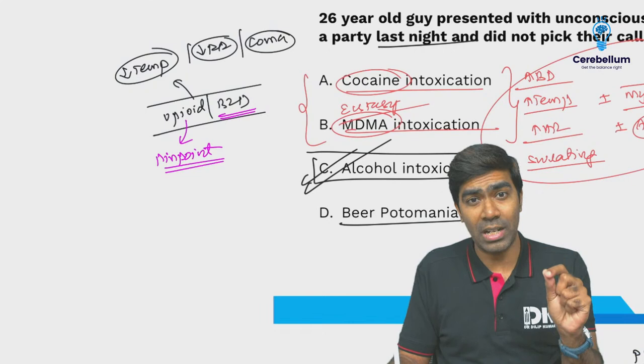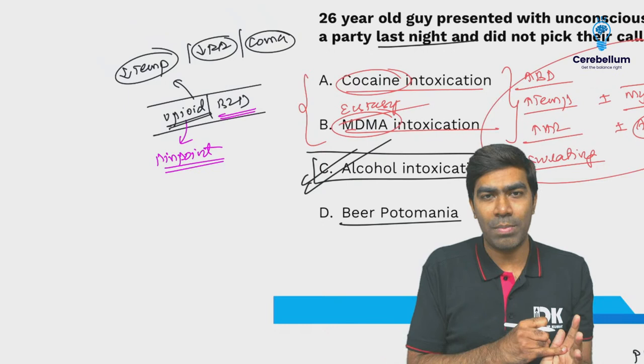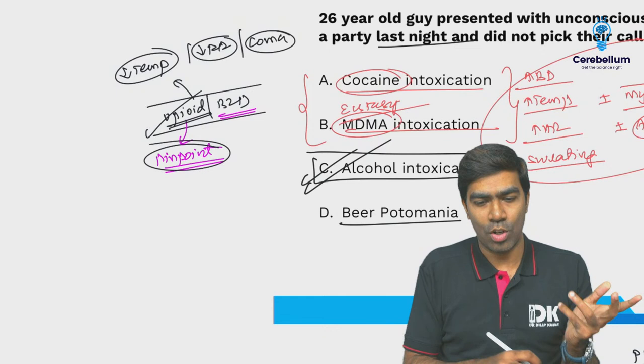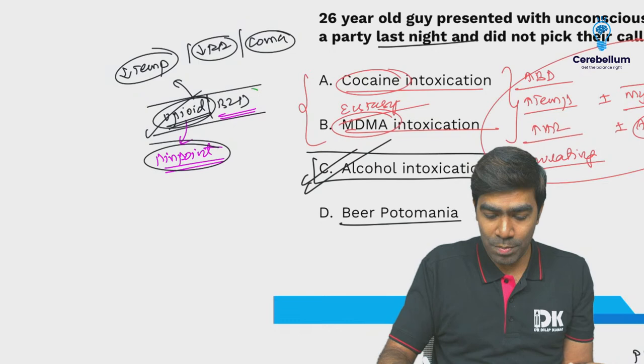Anyone who's coming with hypothermia, young patient, 20s, low respiratory rate, bradypnea, coma, think about opioid and benzodiazepine. Opioid, pinpoint pupils. That's going to be the clue. You know what is the antidote for opioid poisoning? It is naloxone. What is the antidote for benzodiazepine?